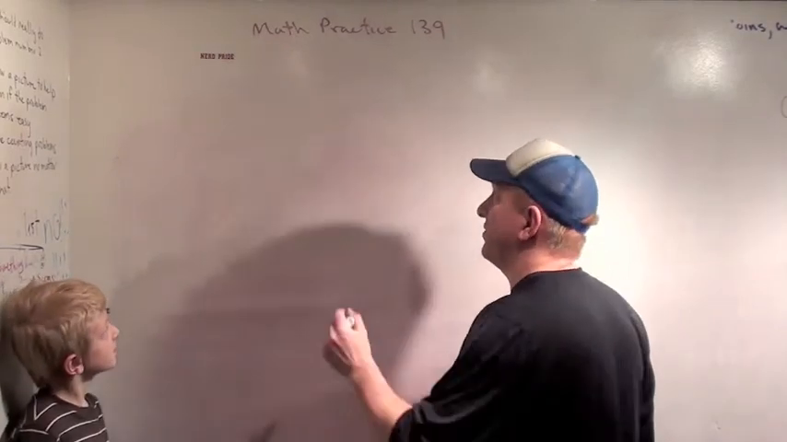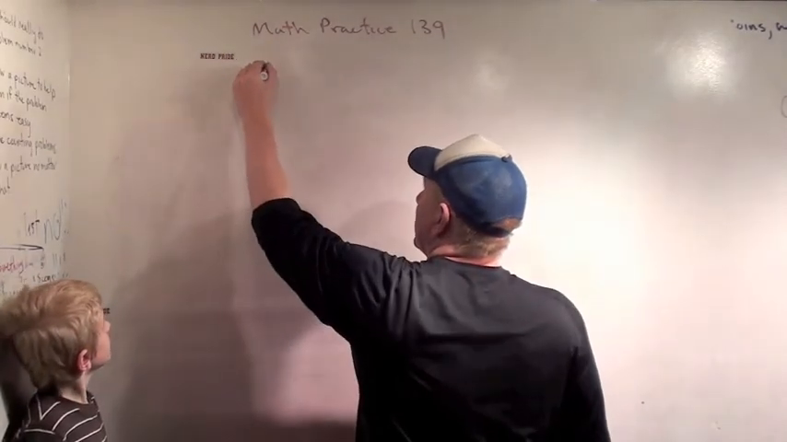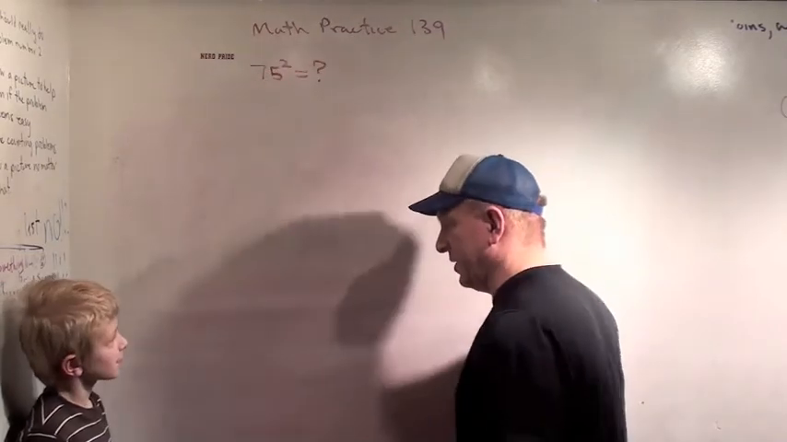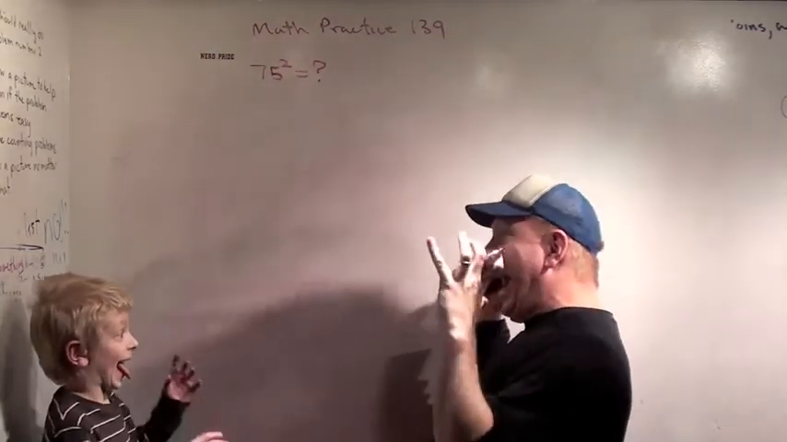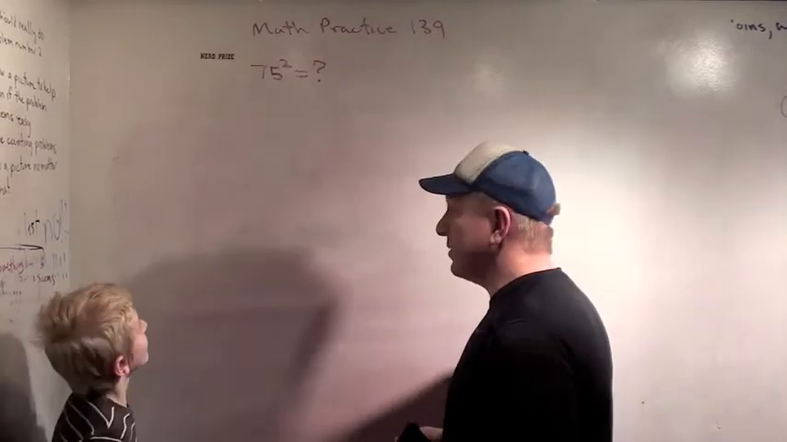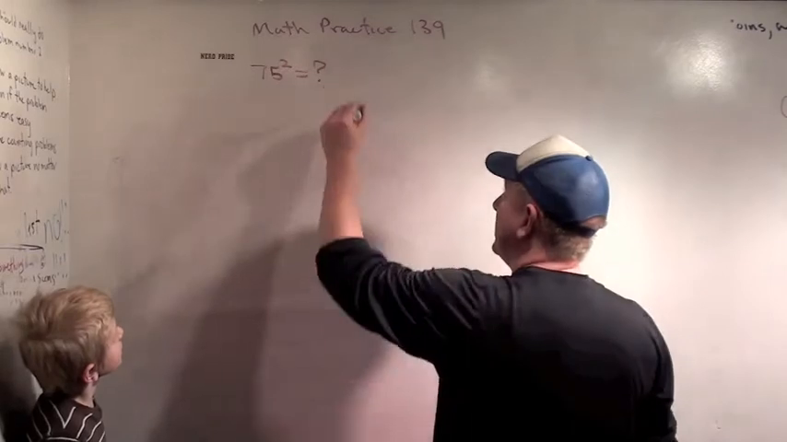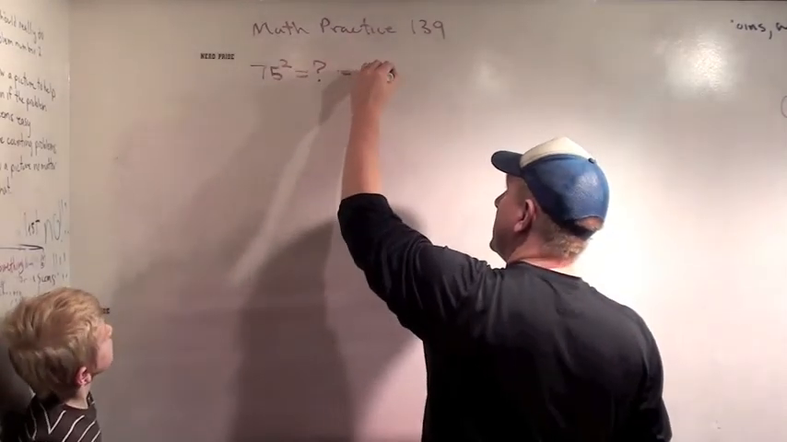First we have to review our fives. So 75 squared equals what? Give me your scared face. 75 squared. Now we've talked about how to square numbers that end in a 5, right? So we write this as 70 plus 5.